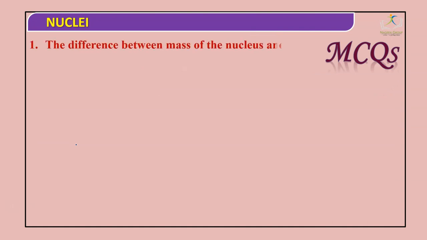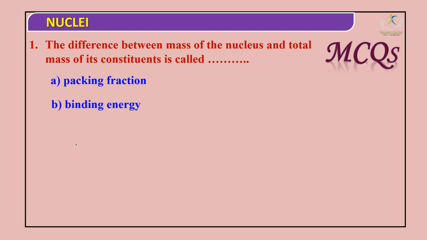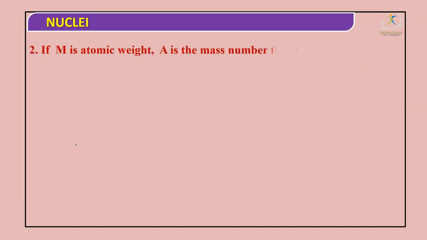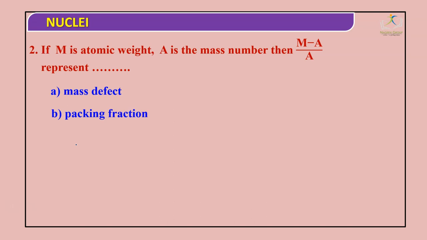Let's take some questions for more understanding of what I taught. The first question: the difference between the mass of the nucleus and the total mass of the constituents is called packing fraction, binding energy, mass defect, or mass energy. The correct answer is mass defect. Next question: if capital M is the atomic weight and capital A is the mass number, then (M minus A) by A represents mass defect, packing fraction, binding energy, or chain reaction. The correct answer is packing fraction.